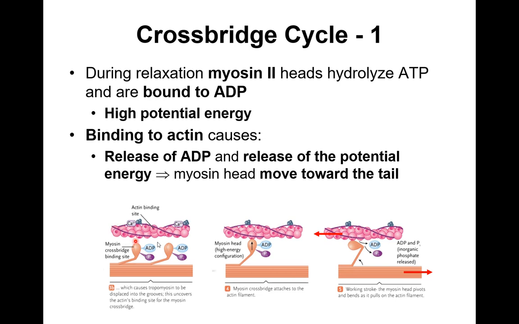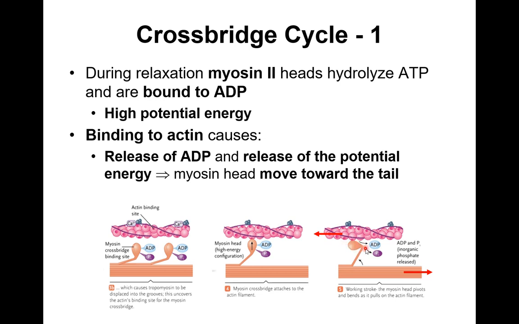So in resting condition, nothing happens. ADP is attached to the head and stays there. But when there is calcium there and now the active site of actin is exposed here, now the myosin head can bind to the active site. When it does that, it actually releases that potential energy, that is the bond between ADP ultimately and the head here. And when it releases that, it changes conformation. It basically goes into an angle here.